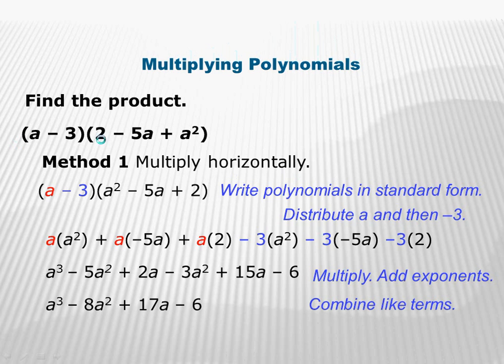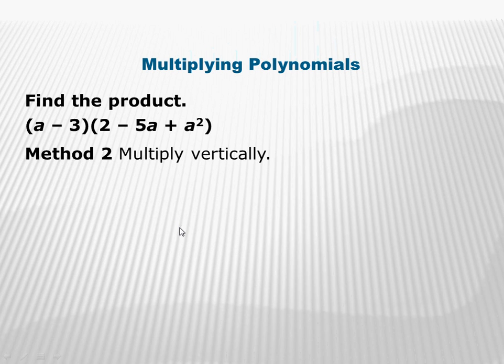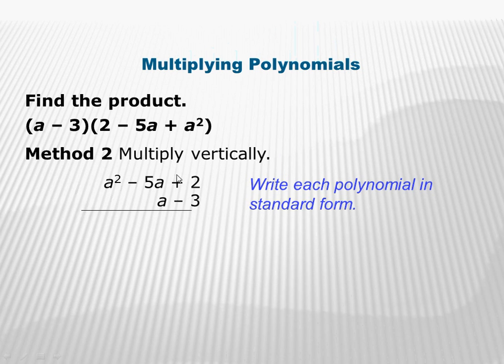Now we're going to take this exact same problem, and we're going to try it again doing the vertical method. So to do that, we still need to rewrite these in standard form. I'm going to start with the trinomial first. So here's my trinomial in standard form, a squared minus 5a plus 2. Then I'm going to put my binomial underneath it. Notice my constants are lined up, and then my linear terms are lined up.